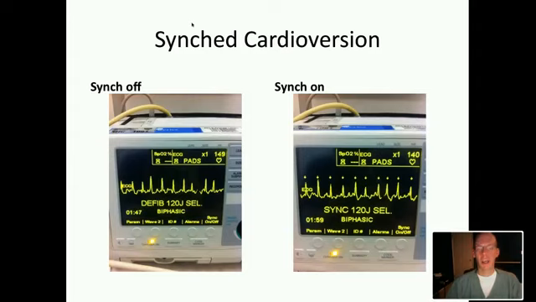So they don't want it on synced because you will never capture a VFib. There's no R wave, so it can't capture. So if you ever defibrillate someone into VFib, just simply defibrillate them unsynchronized. If you shock them and they don't convert, and they're still in an SVT or an atrial fib or something, then simply resync and increase the energy.